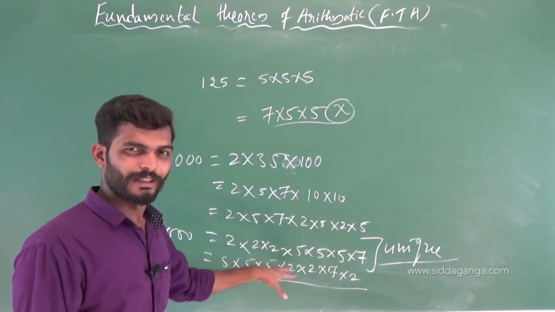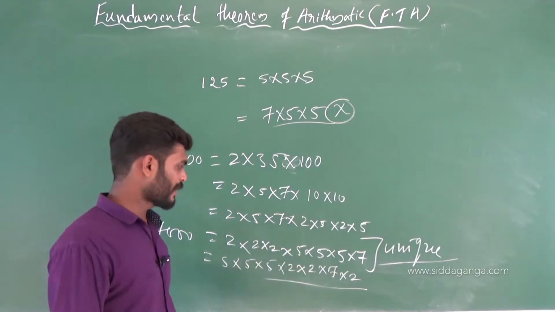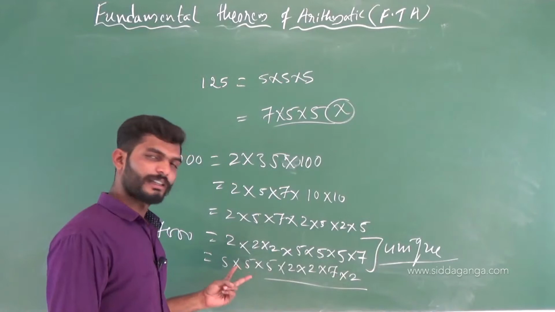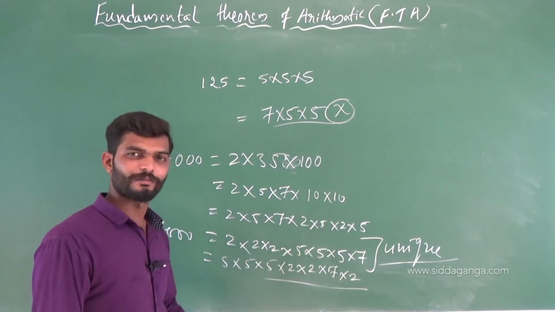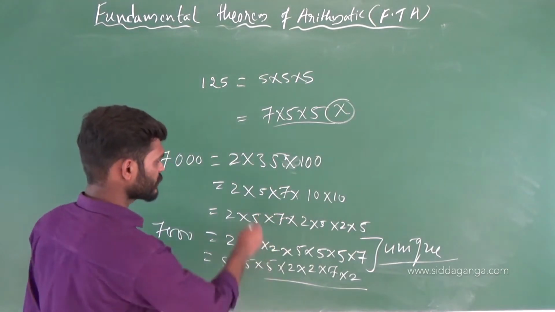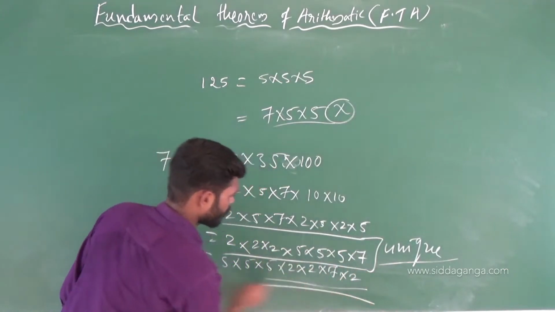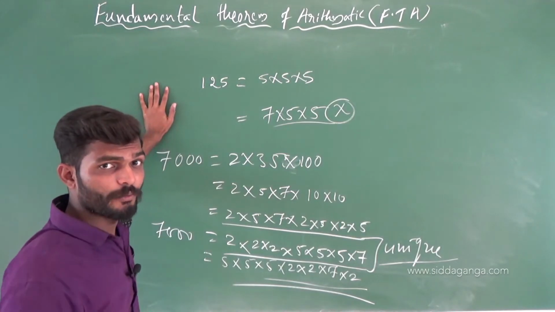Right? Maybe the order of numbers is different here, but they are one and the same, no? We have to use only three 2s, three 5s, one 7; three 5s, three 2s, one 7. This is one and the same. That is prime factorization. Prime factorization of any composite number is unique.